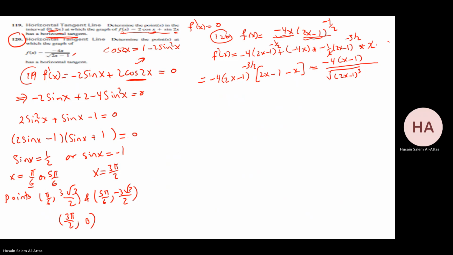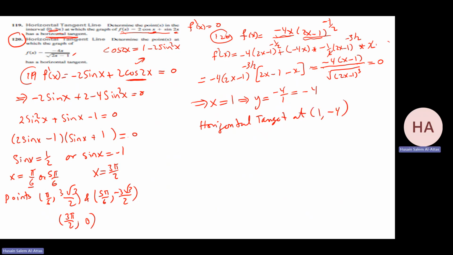Okay. And I want to make this equal to 0. So I'm getting x equal to 1. Substitute in f of x, so it will be y equals minus 4 over 1, which is minus 4. So we have a horizontal tangent at the point 1 and minus 4. Like in the previous one, horizontal tangent at these points.